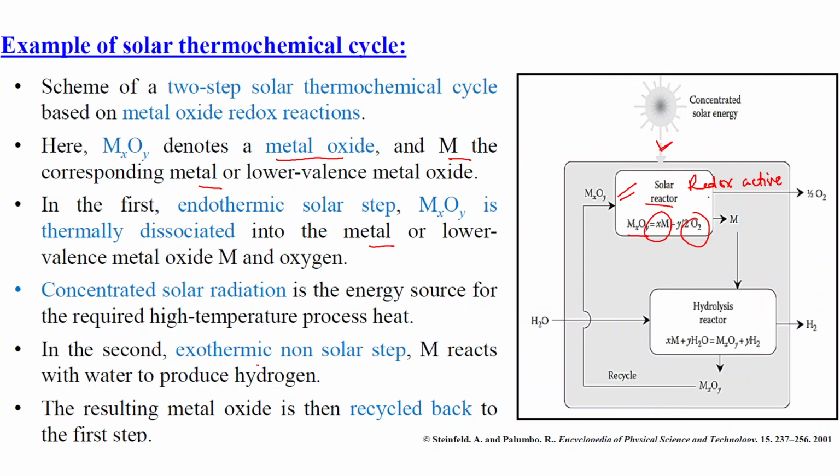In this second step, the exothermic non-solar step, the metal which we have taken reacts with water. We introduce water, and it reacts with water to produce hydrogen. From here hydrogen is taken, and the resulting metal oxide is then recycled back to the solar reactor for the first step.